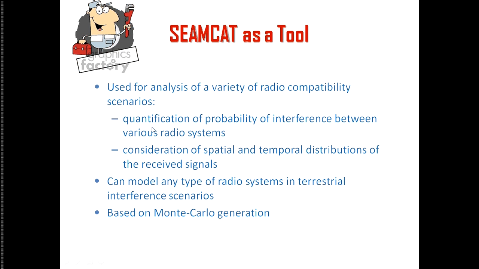As a tool, what it does exactly is quantify the probability of interference, and consider the spatial and temporal distribution of the received signal. For example, a mobile user's position is random, so at each position you have a different signal level and a different path loss. SIMCAT can tackle such a challenge, and it can model any system: terrestrial, satellite, fixed systems.